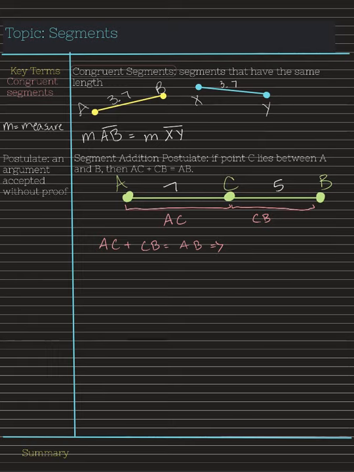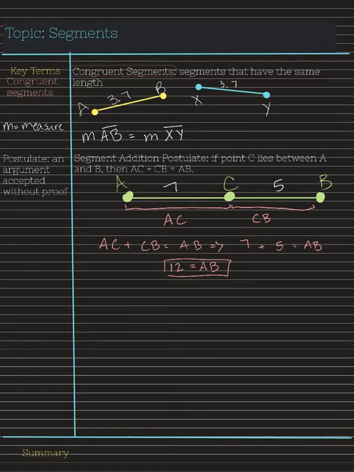All right, and I'm going to plug in my numbers. So I have 7 for AC and 5 for CB. And I know that when I add those together, it's going to give me the total AB. I'm going to take 7 plus 5, and that gives me 12. And so now I see that the total segment AB is 12.